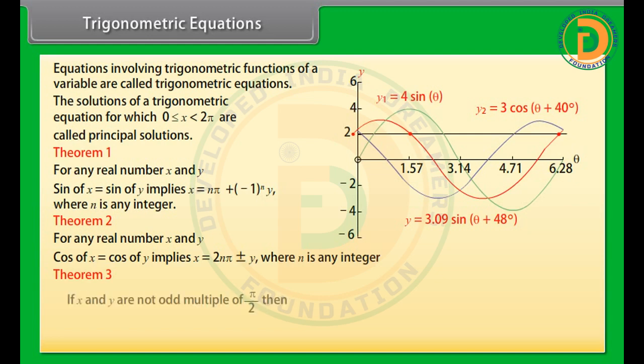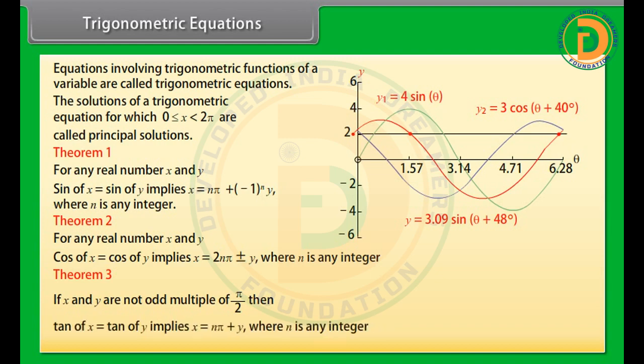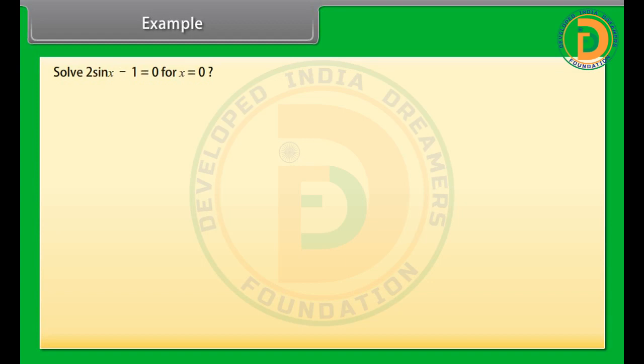Theorem 3. If x and y are not odd multiples of pi by 2, then tan of x is equal to tan of y implies x is equal to n pi plus y, where n is any integer. Example. Solve 2 sin x minus 1 is equal to 0.